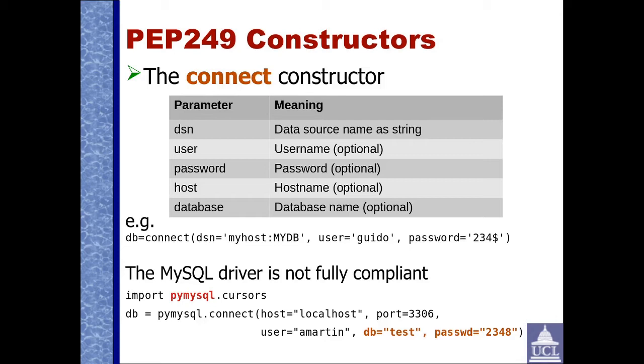So, for example, we could say connect DSN equals my host, so that would be the machine that the database is living on, colon, and then the name of your database, and then comma user equals somebody and password equals something.